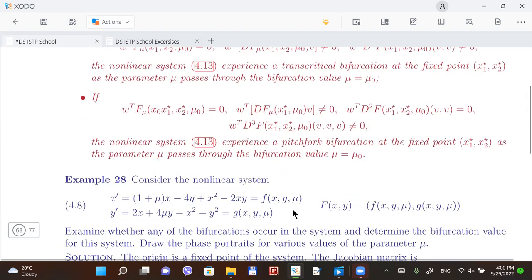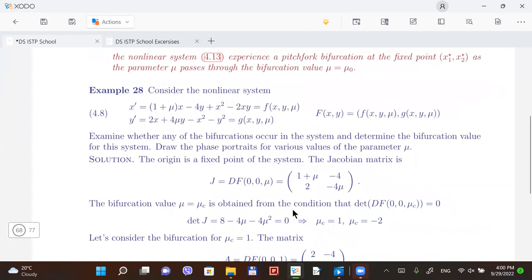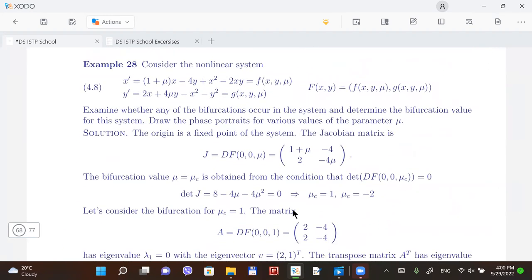So here I gave you one example, just maybe the most important steps. Just an arbitrary system. What you first check, of course, is that the origin is the fixed point. You calculate the Jacobian matrix. And how do you determine the critical value?